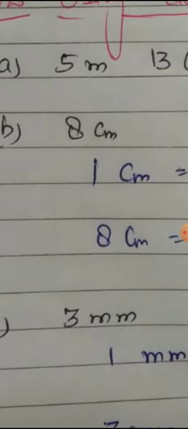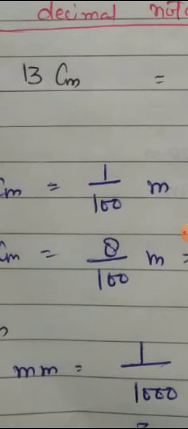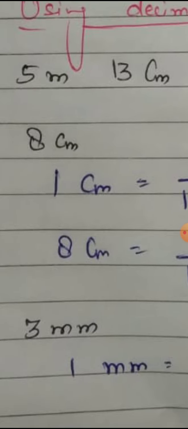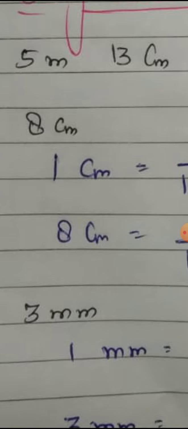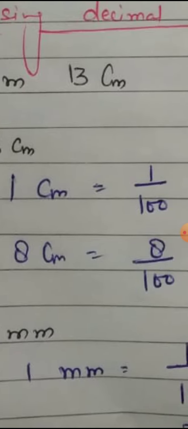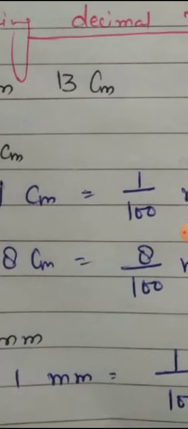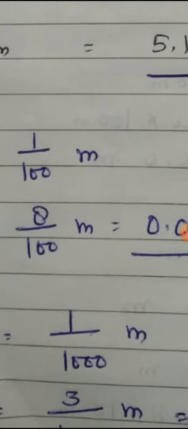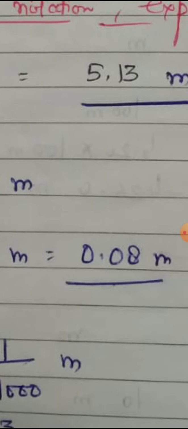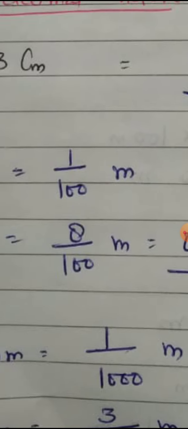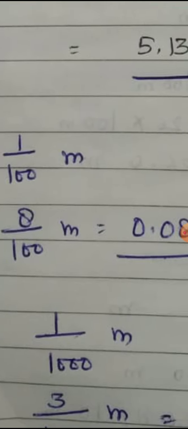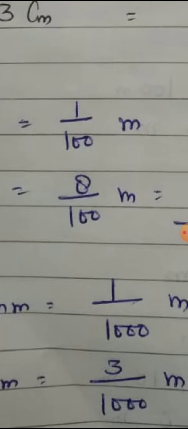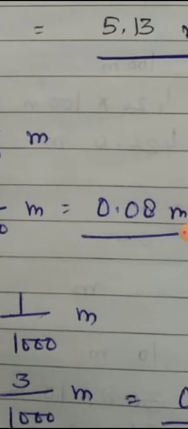Come to next. You know very well 1 meter is equal to 100 centimeter. When you are converting centimeter into meter, then this 100 will be shifted to the denominator side. 1 centimeter is equal to 1 upon 100 meter. Then 8 centimeter is equal to 8 upon 100 meter. Now simplify this, convert it into decimal form. 0.08, two places of decimal, we have to put 8. So 0.08 meter.